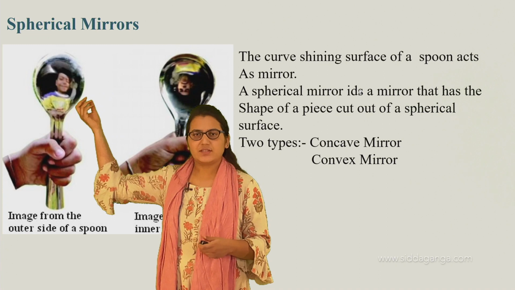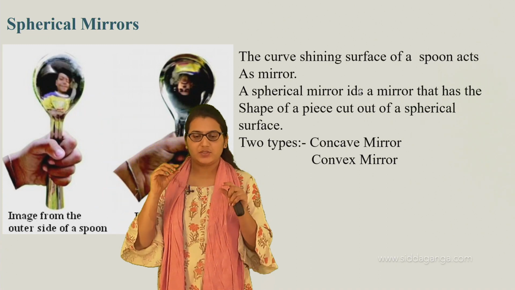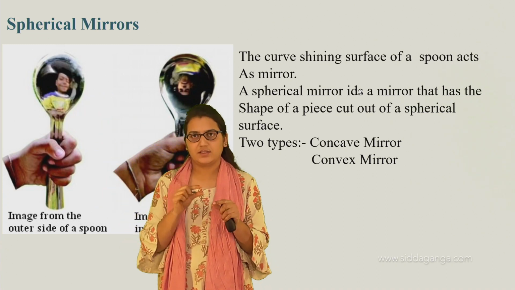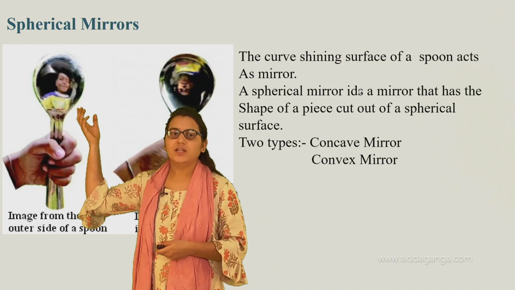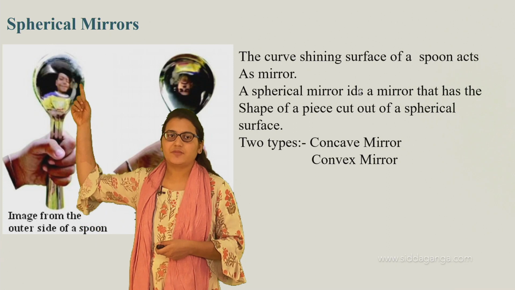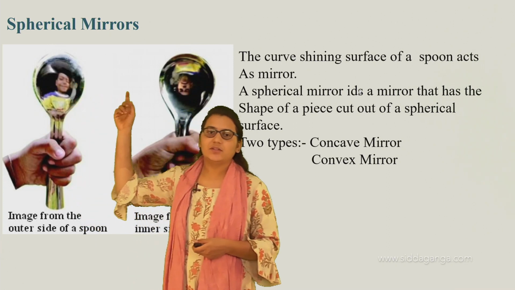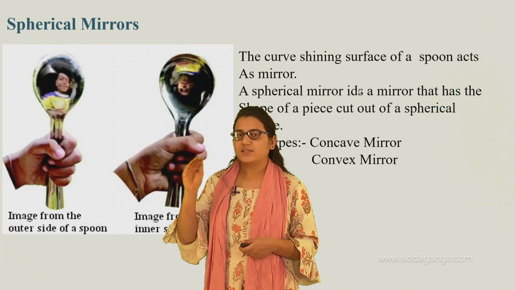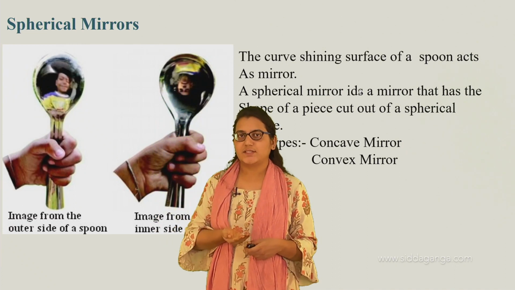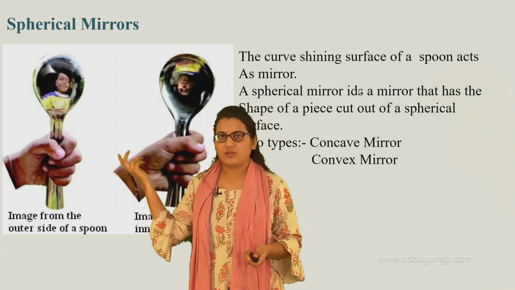You can take a pencil, a sharpener or an eraser, keep it near a spoon, and look at the image you get. So this is how you get the image. This is the outer surface of the spoon, and the inner surface is the surface which is curved inward. We all know spoons, we all use them, right?